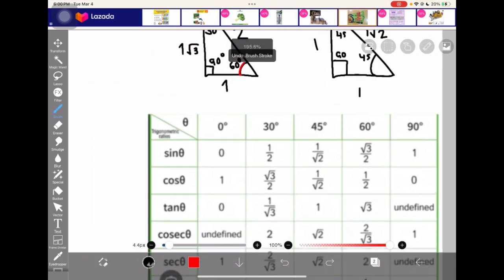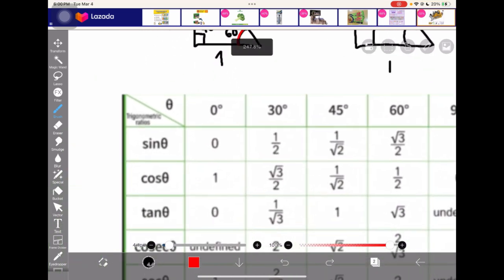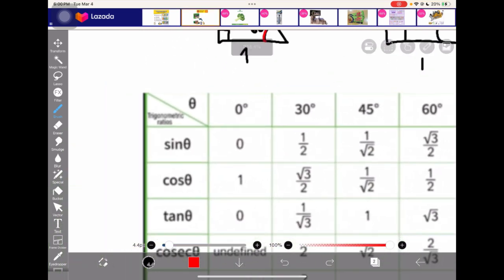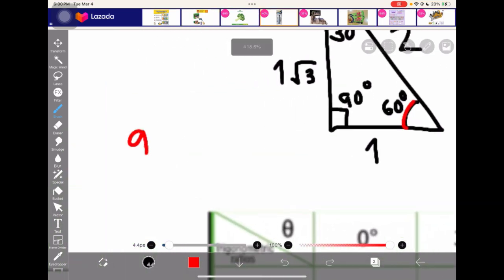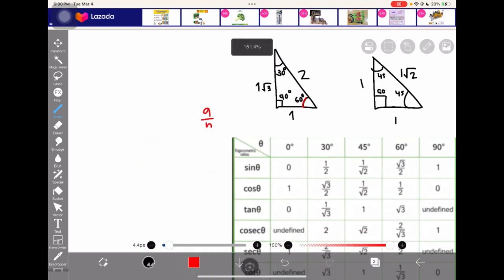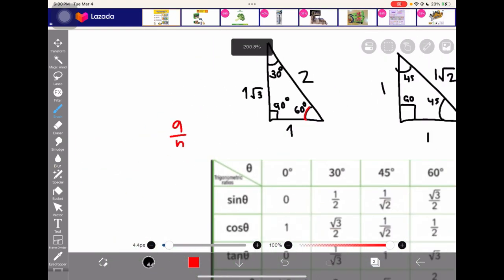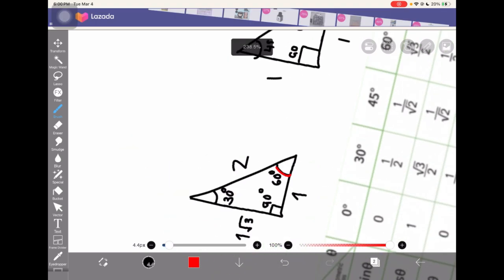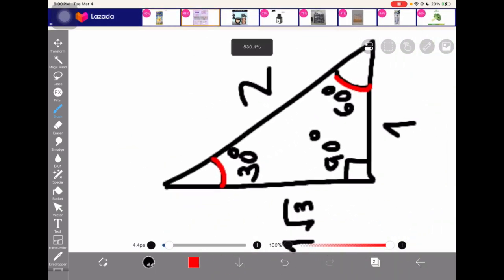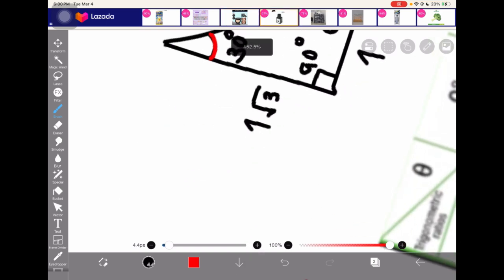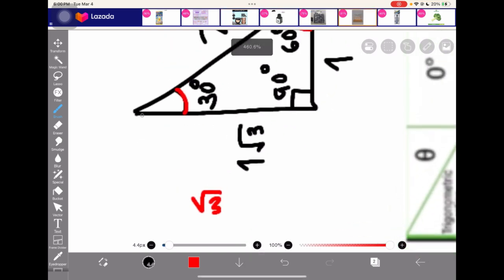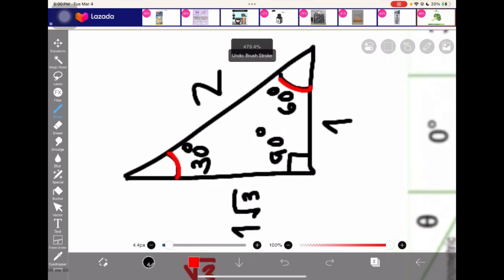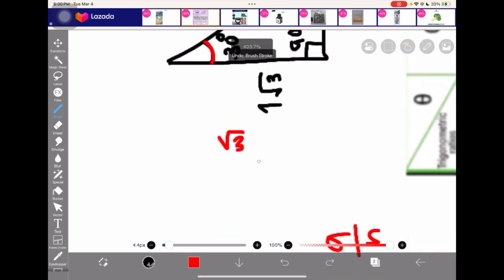Okay, so let's try to prove cosine next, I guess. So for cosine, it's the same thing. So adjacent over hypotenuse. Let's try that. So we have 30 degrees. For 30 degrees, it's just 30. So adjacent, that's 1 square root of 3 here. And we also got the hypotenuse here. So that is square root of 3 over 2.